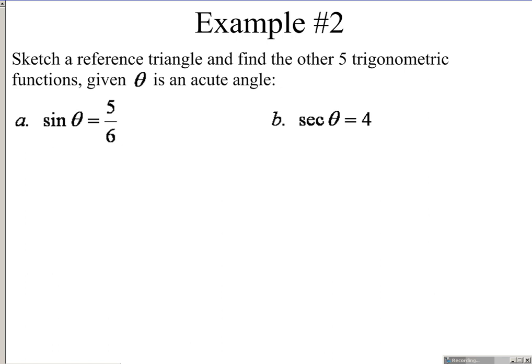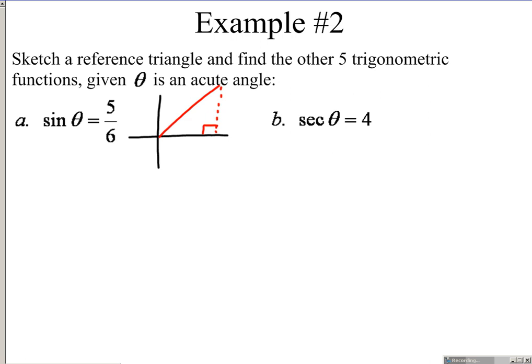Sketch a reference triangle and find the other 5 trigonometric functions, given that theta is an acute angle. Well, if it's an acute angle, what does that tell us? It tells us it has to be in quadrant 1. So we're going to draw these reference triangles we know in quadrant 1. So go ahead and draw a reference triangle in quadrant 1.